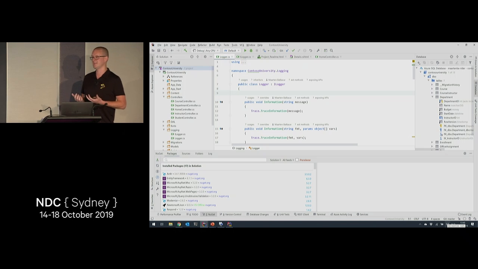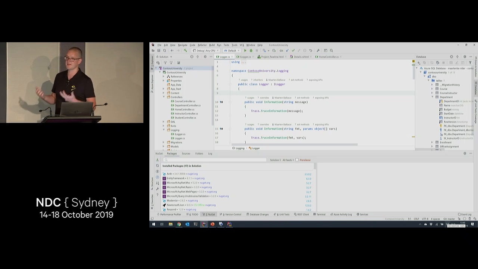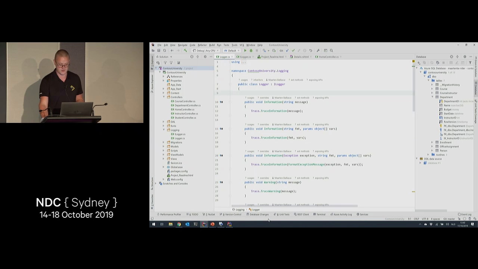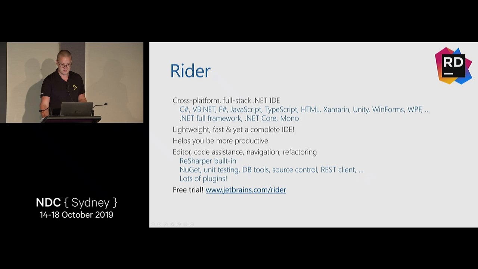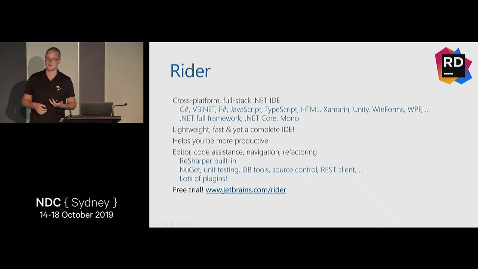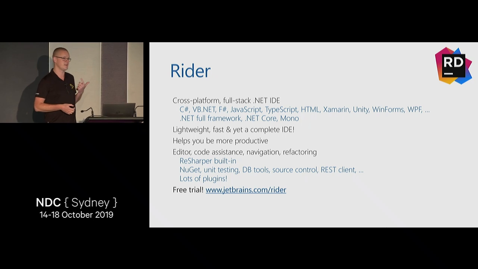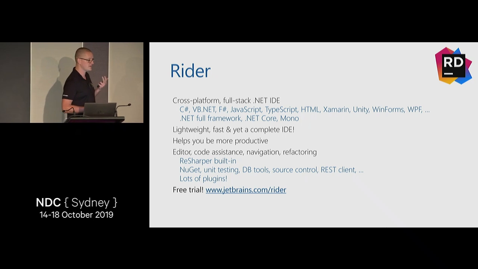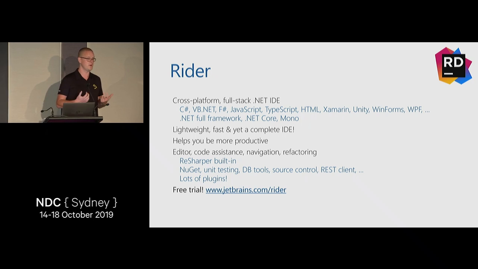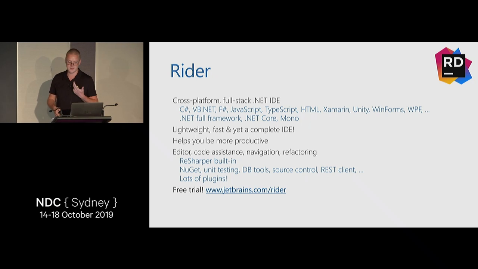But all of this is built in two technologies, .NET and the JVM, so Java and Kotlin as a language. And it's really fluent, it works well, and I want to quickly show you how it's built. So Rider is a cross-platform full-stack .NET IDE, so it does a lot of things. It does WinForms, it does ASP.NET MVC, it does TypeScript, HTML, Unity, whatever you want it to do, on full .NET, on Mono, on .NET Core, pretty much every version of .NET Core.